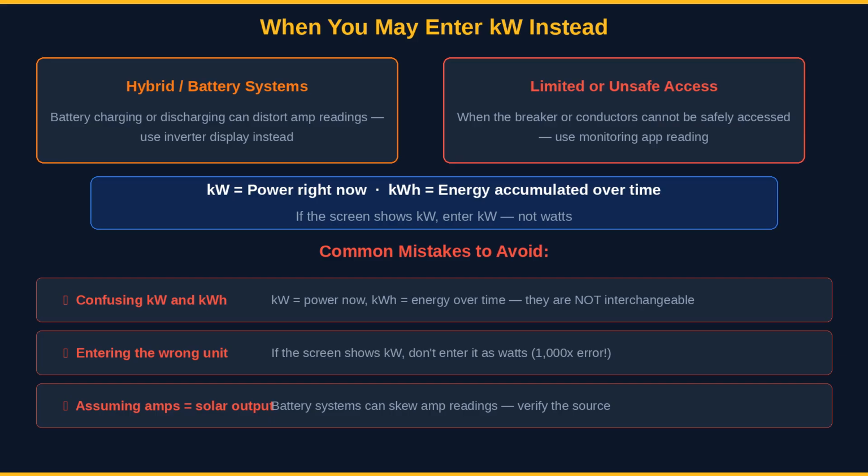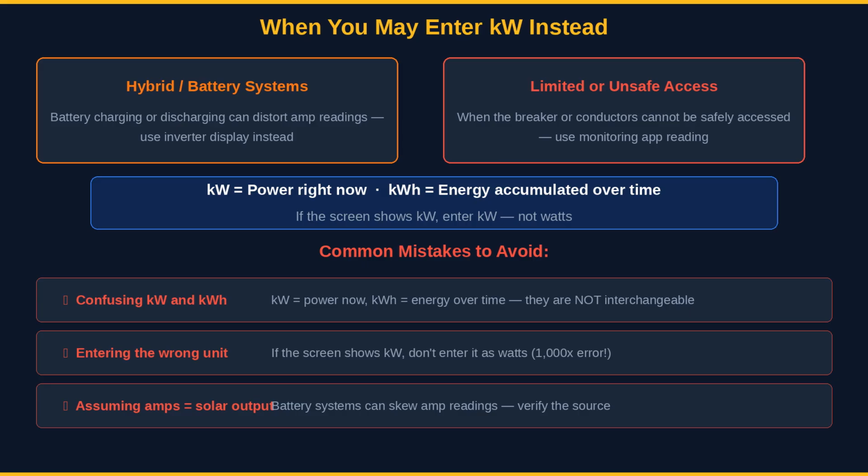Sometimes clamping is not ideal or may produce misleading data. In hybrid or battery systems, battery charging or discharging can distort your amp readings, and in situations where the breaker or conductors cannot be safely accessed, you'll need an alternative. In these cases, you may use the inverter display or monitoring app reading. Remember, kW equals power right now. Kilowatt-hours equals energy accumulated over time. If the screen shows kilowatts, enter kilowatts, not watts.